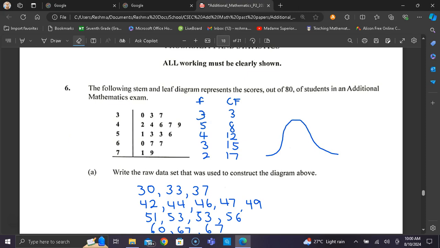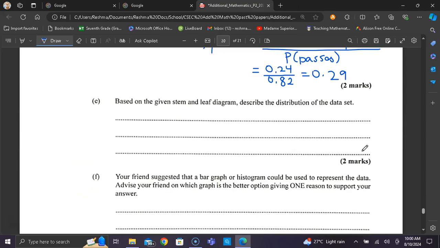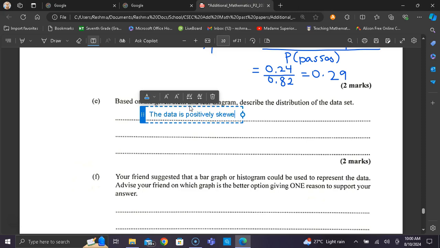okay, I think I drew that badly. Let me draw it over. Okay, most of the values would occur here, which would be the 40s. So 30s, 40s, then you have 50s, 60s, and then 70s. So it looks like a positively skewed data distribution. And so the data is positively skewed.